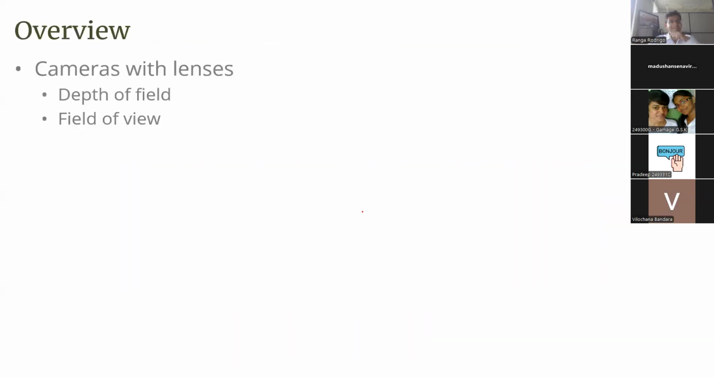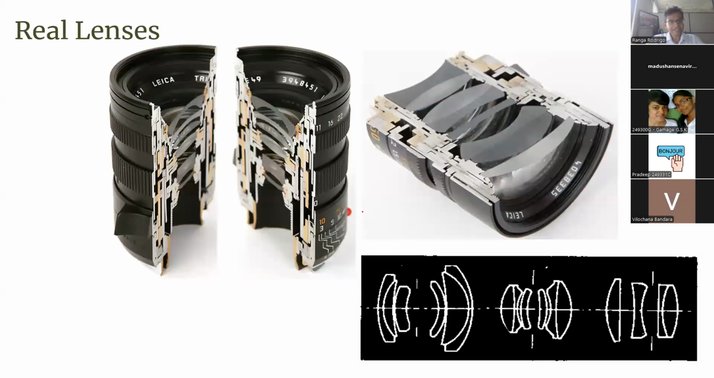Okay, so we'll study the depth of field and the field of view. Now we'll study the problems that happen due to lenses. So if you are doing computer vision work and your camera is not an expensive one, then sometimes you have to correct for these things.